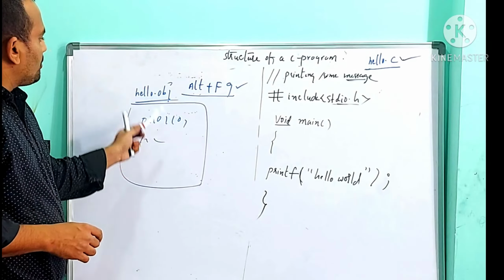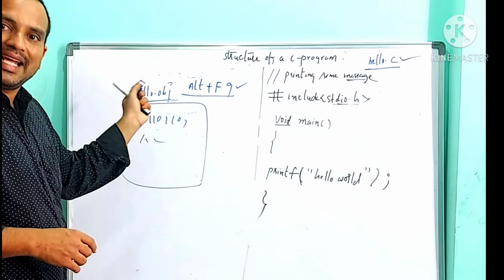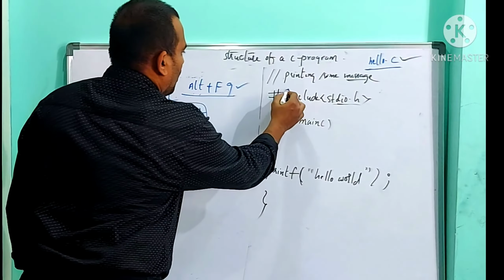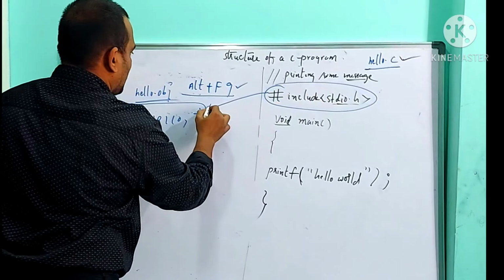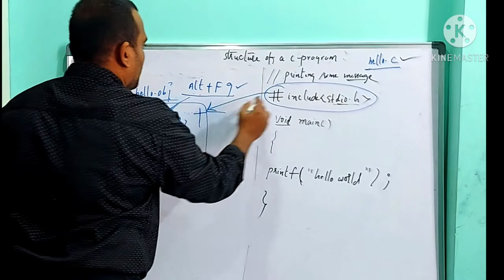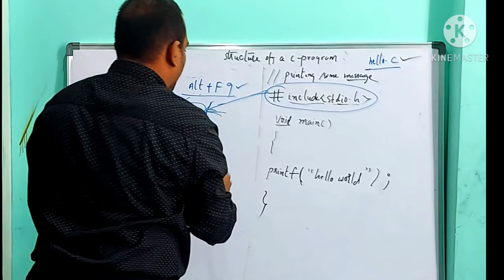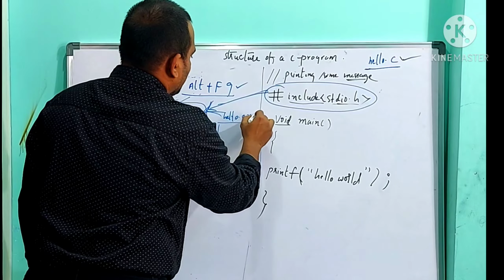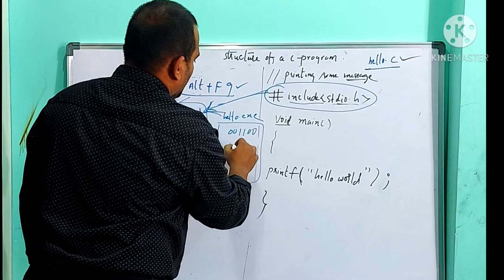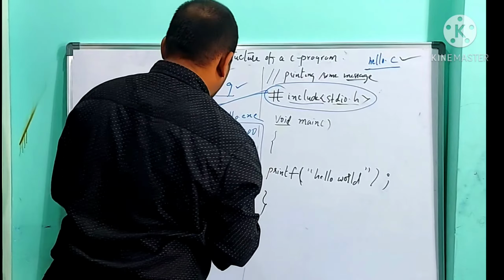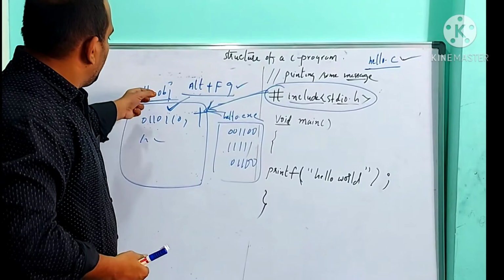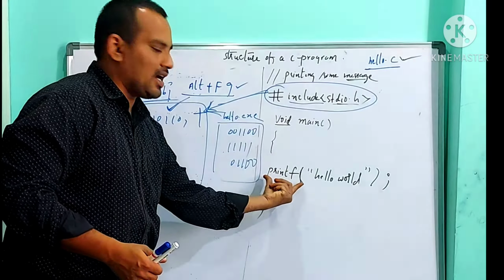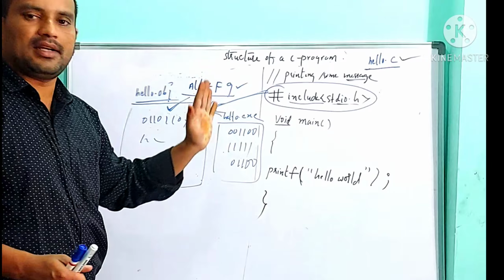At the same time, this object program should be given to the linker. By the compiler, the linker links this object program with the header file. After linking this object program with the header file, the compiler produces the .exe file, hello.exe, which also contains zeros and ones. The .exe file can be created only after linking the object program with the header file. Without linking the header file, the compiler cannot understand the meaning of the printf function. That we will discuss later, no problem.